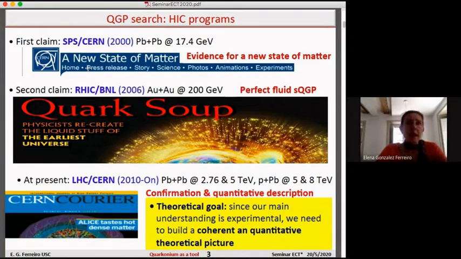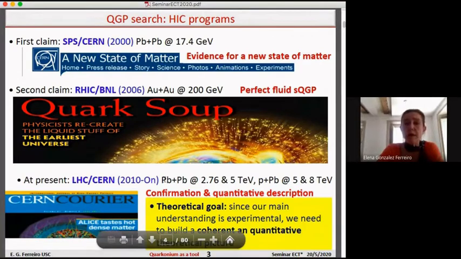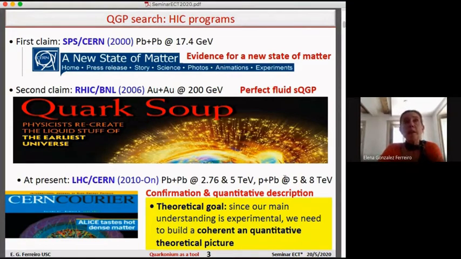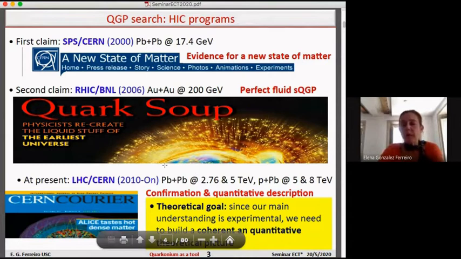The second claim came around 2006, where RHIC at BNL announced that this quark-gluon plasma was not like a non-interacting gas, but a perfect fluid, a strongly coupled quark-gluon plasma. And at present, at LHC, we are always studying this quark-gluon plasma in different collisions. In fact, the plasma is considered to be formed in nucleus-nucleus collisions, and the other types of collisions, proton-nucleus or even proton-proton, should be used as the baseline for the confirmation of the quark-gluon plasma.